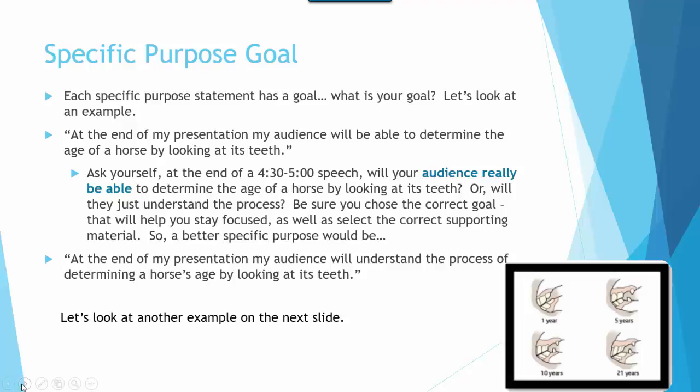So a better goal is, at the end of my presentation, my audience will understand the process of determining a horse's age by looking at its teeth. That way, you're focused on what you're doing. You're only trying to get us to understand the process you might use to do this. You're not actually trying to teach us to do this. Makes it a little easier for you. It's a completely different goal. So focus on what your goal is. It will help you select supporting material, as well as how you organize and put your speech together.